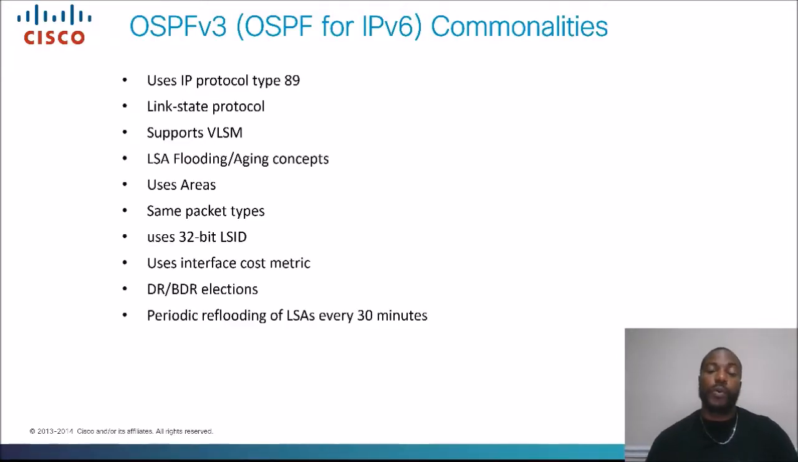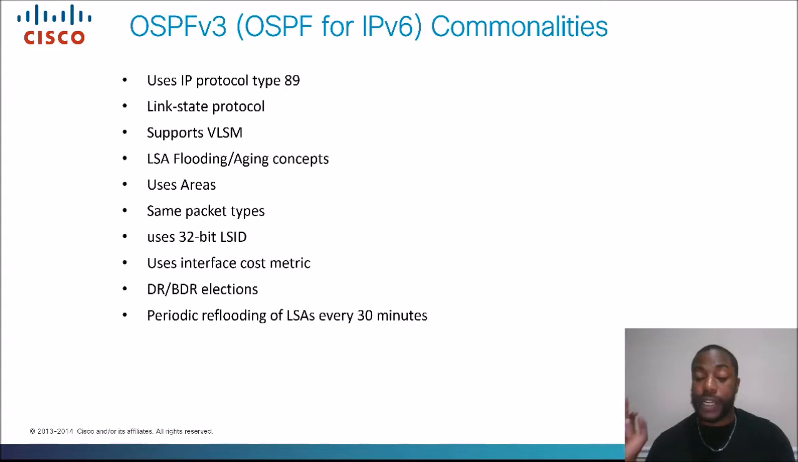Okay, so first of all, we're going to talk about the commonalities. OSPF for IPv6 is also known as OSPF version 3. OSPF version 2 is the version that's used for IPv4. Now, the things that are common, as you can see here, is that it also uses protocol type 89. It's also a link state protocol, supports VLSM. What's that? That's variable length subnet masking. So that way you could use different IP addresses in different classes and stuff like that. The LSA flooding and aging concepts are the same. And it uses areas, same packet types.